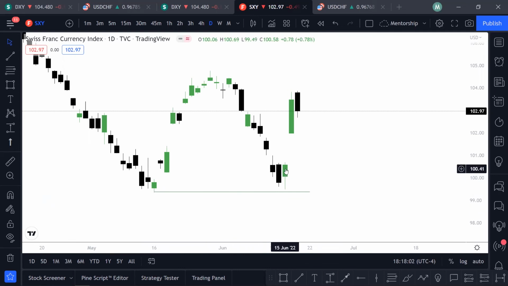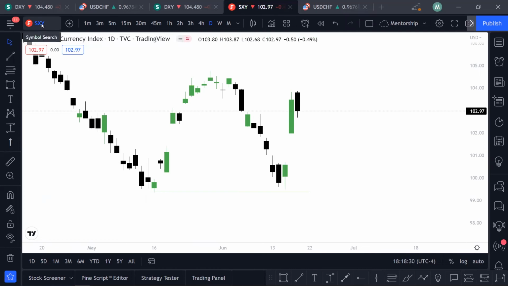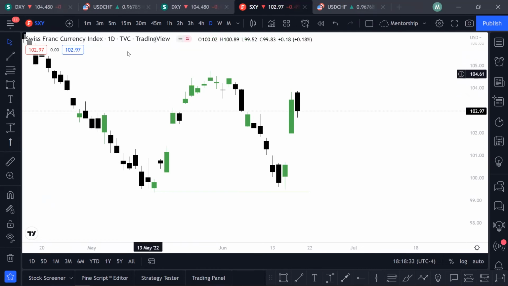On June 15th, what do we have? Price opens, trades below this low, then rallies. A very strong move up. So, on this day, if you wanted to earn yourself money, you're trading the USD CHF, big money, a lot of money in the pocket. Then you're also trading any currency against the Swiss and any other currency against the dollar.